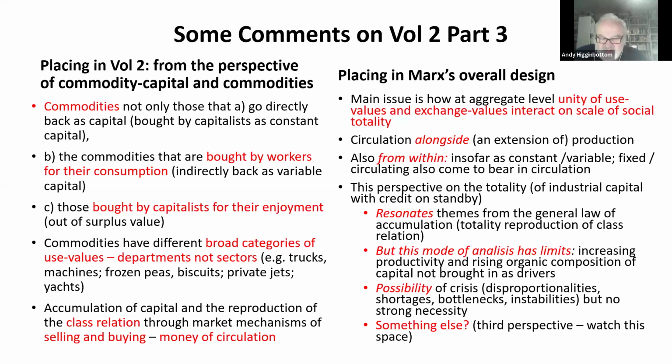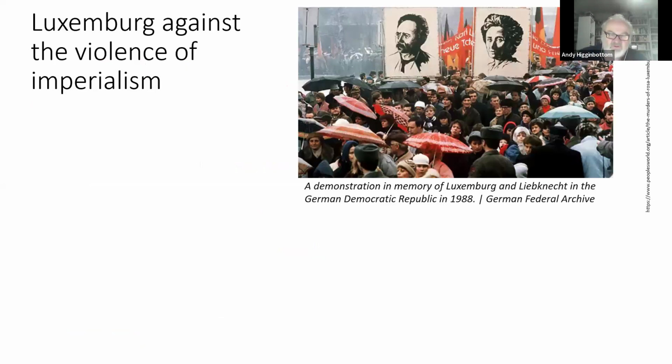There's disproportionalities, potentially there's shortages, bottlenecks, and various points of instability, but it's still not a very strong and imperative necessity of the system as a whole to go into crisis. And so there's something else. There's something missing here. And that's why we need to study further volume 3. So that's just a summary of where we're at in terms of the structure of Capital.